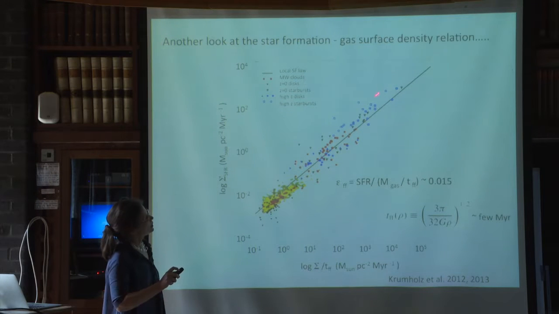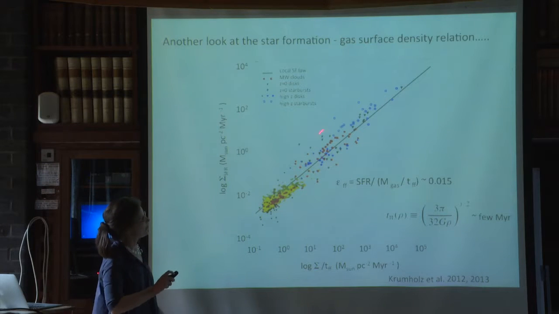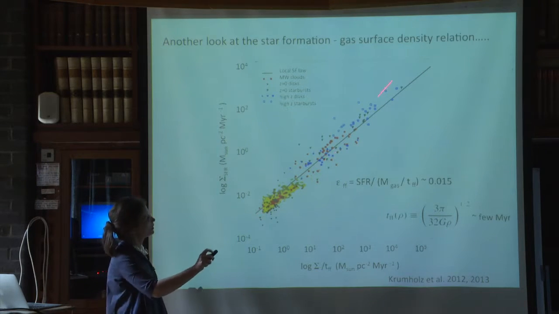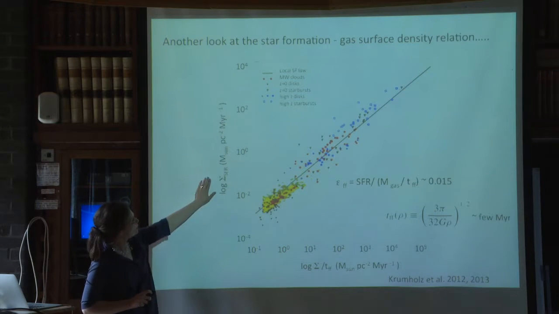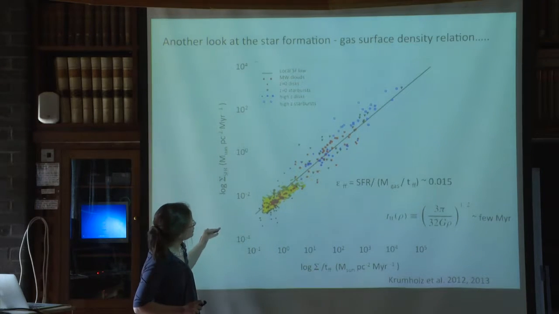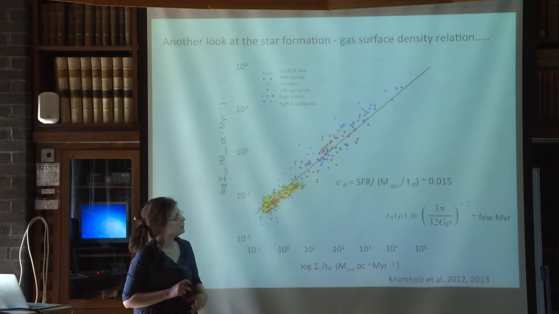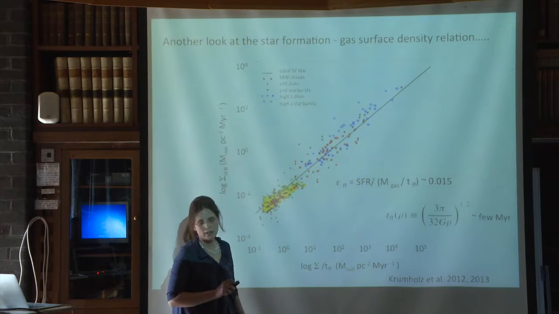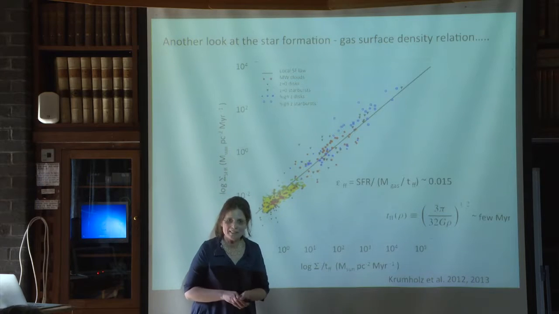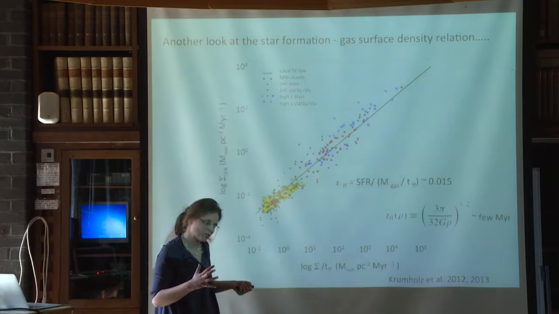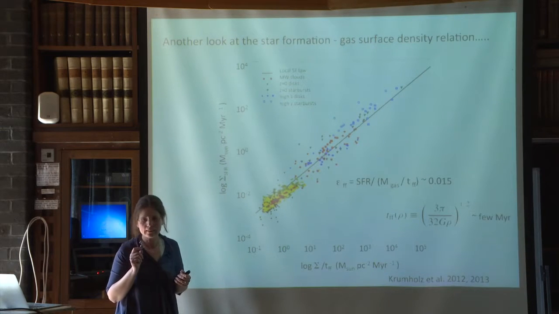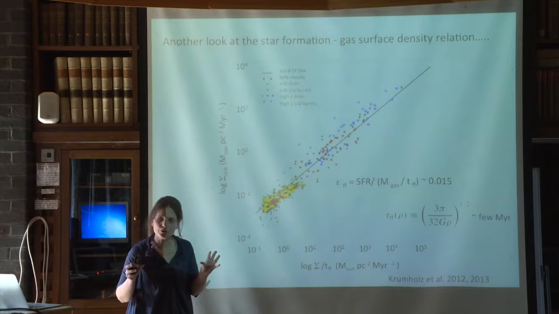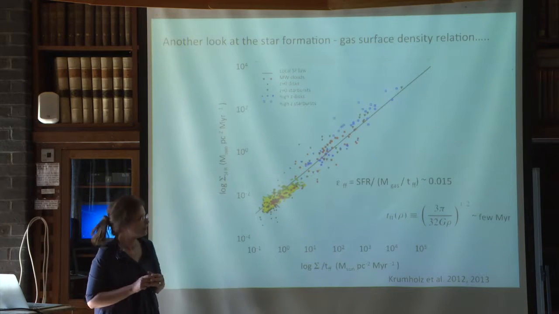There are molecular clouds from high redshift disks and high redshift starbursts still falling on this relationship, along with even more low redshift galaxies. The key thing is that they all lie on this relation. If star formation was happening on a free fall time scale, you would expect the slope of this line to be unity. But what you find is that the slope of that line is about 0.015. So as John said earlier, this is a big failure. Star formation is incredibly inefficient. Only about 1% of the gas gets turned into stars on a free fall time in these galaxies.